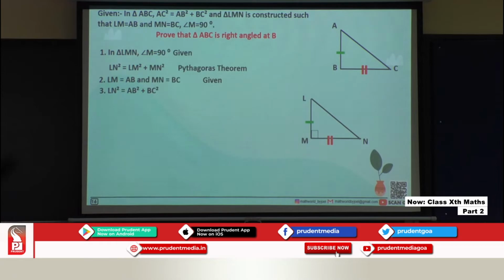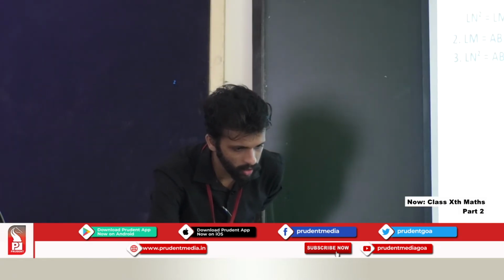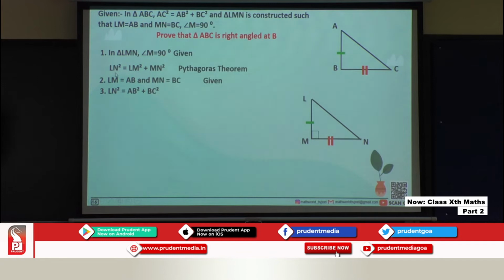So how did we come to this step? What we have done in step number 3 is look at step number 1. We are writing the entire step number 1 back again, but wherever there is LM, I am replacing it with AB because LM is equal to AB. And there was a square over here, so this square comes in. Same way, MN is replaced with BC, and because there was a square, I will write square over here. So we have used step number 1 and step number 2 to come to step number 3.